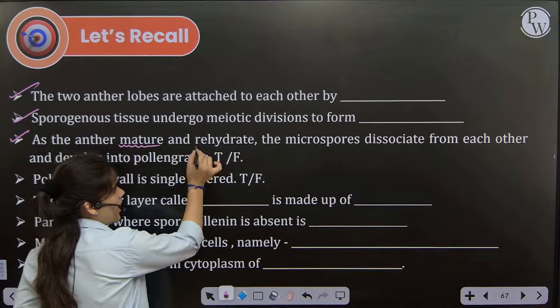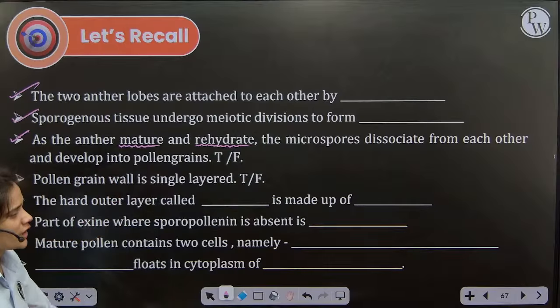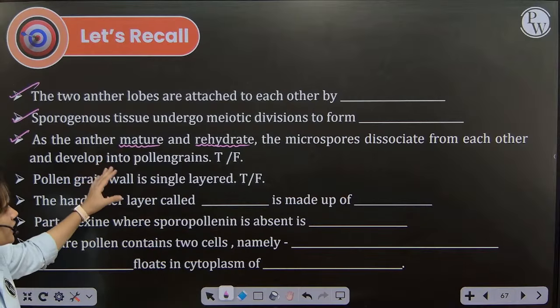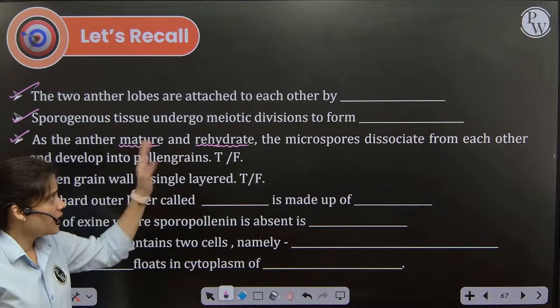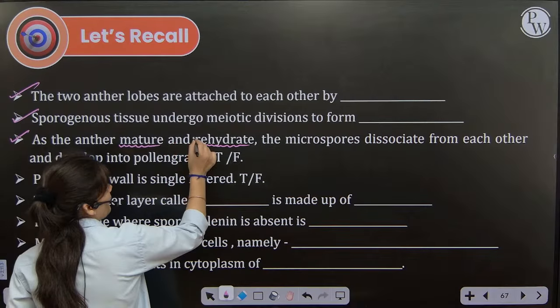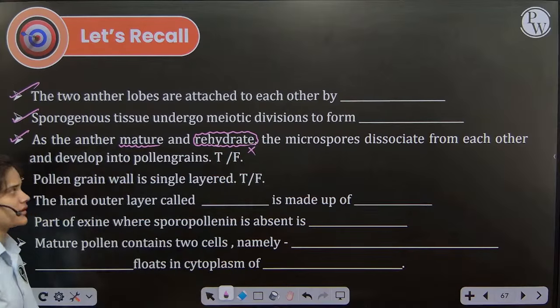As the anther matures and rehydrates, the microspores dissociate from each other and develop into pollen grain. Is this statement true or false? Instead of rehydration, dehydration is there.